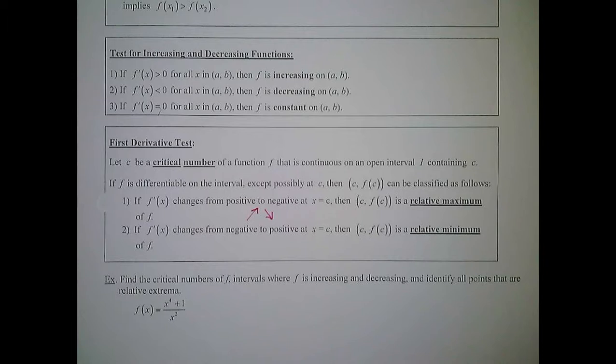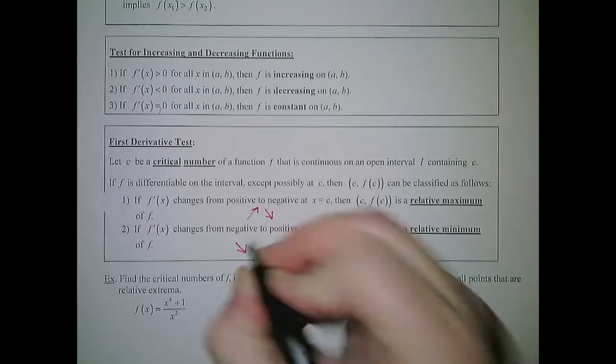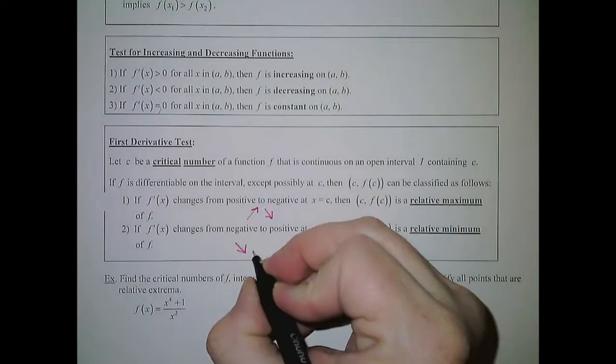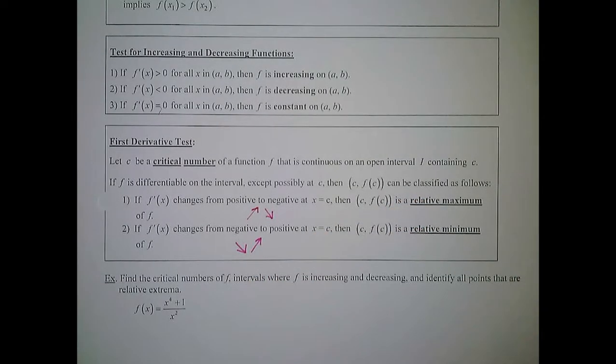And likewise, if the derivative of f changes from being negative to positive at that critical number c, then at that point we must have a relative minimum. Because if our derivative changed from being negative, then our function was decreasing, to positive, then our function was increasing, then that means we must have had some kind of low point on the graph, and thus a relative minimum.